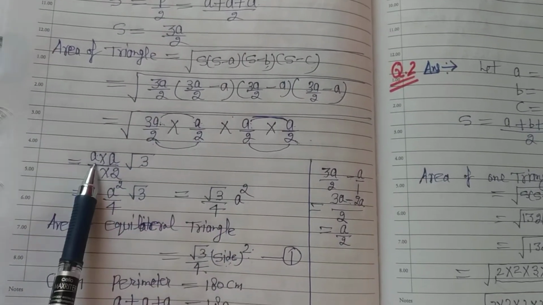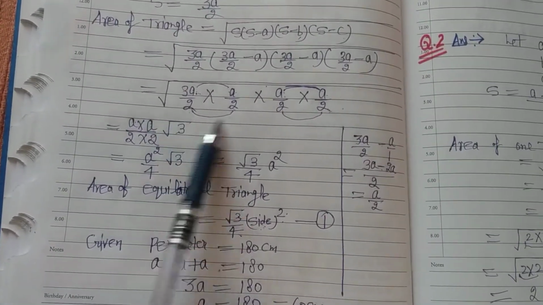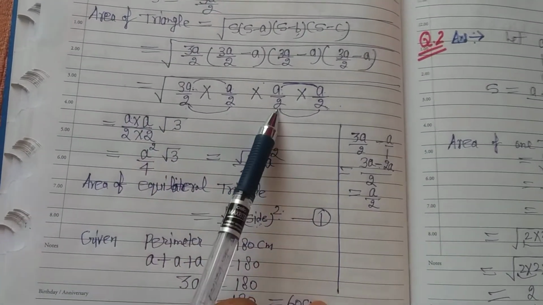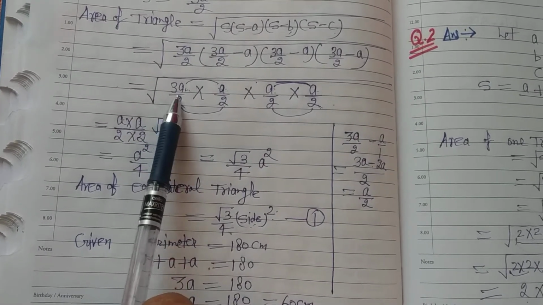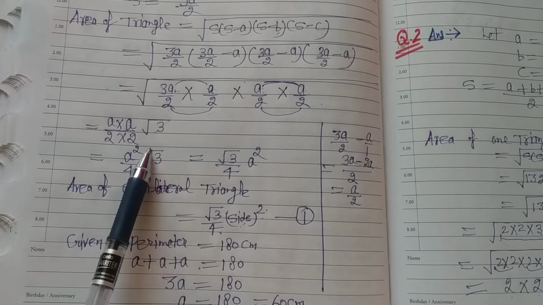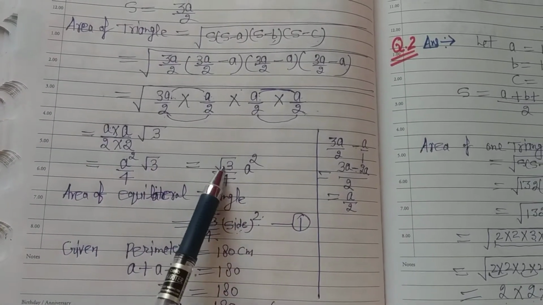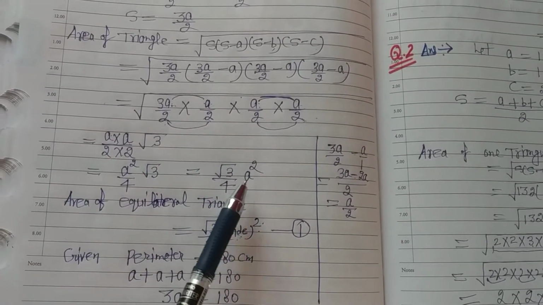From one pair of a, one a will come out, and from another pair of a, another a will come out. In the same way, one pair of 2 is completed, so 2 will come out, and another pair of 2, so another 2 will come out, and root 3 stays as it is because it is without a pair. So a into a becomes a square, 2 into 2 is 4, and root 3 as it is. So we can write root 3 upon 4 into a square. This is the area of an equilateral triangle.